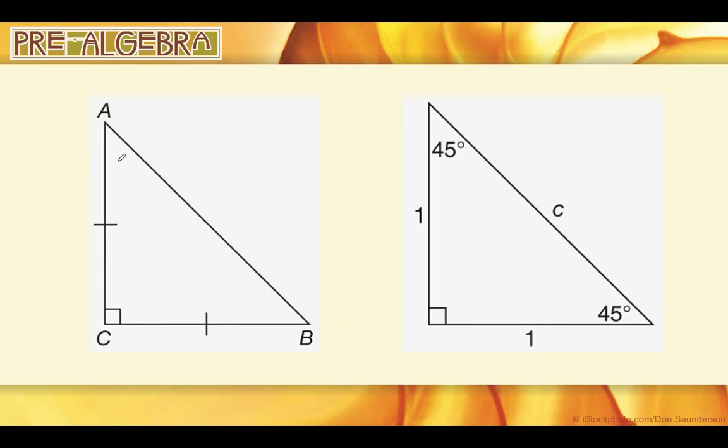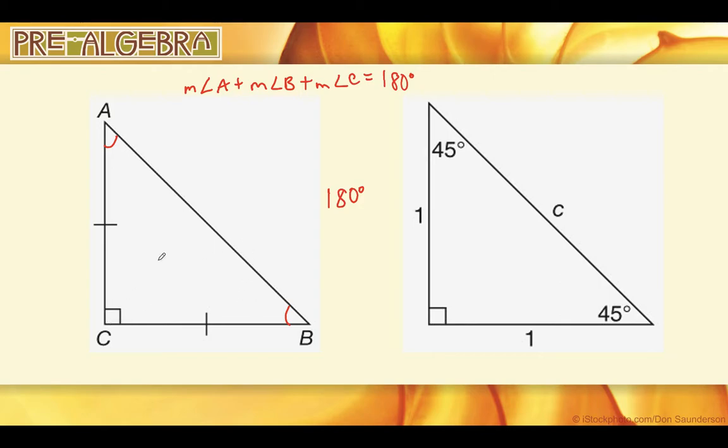What do we know about the angles opposite? The angles opposite my isosceles congruent sides are also congruent. How many degrees are in a triangle? 180 degrees, right? Since it's a right triangle, the measure of angle A plus the measure of angle B plus the measure of angle C has to add up to 180 degrees, any triangle.